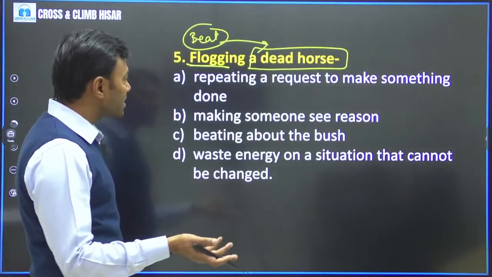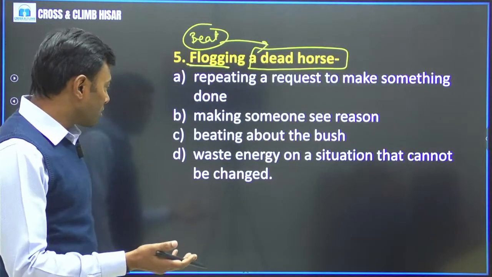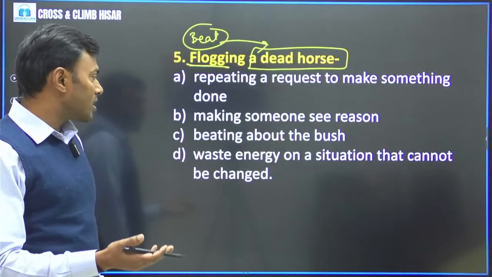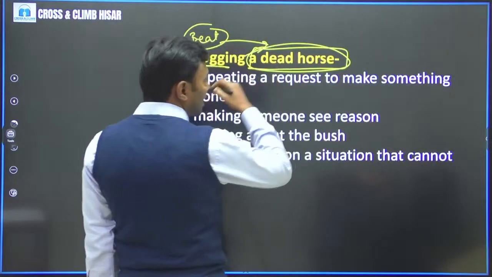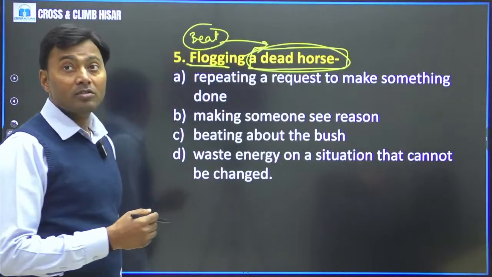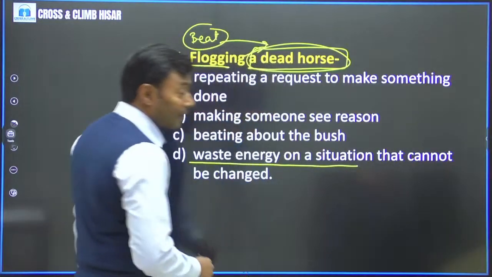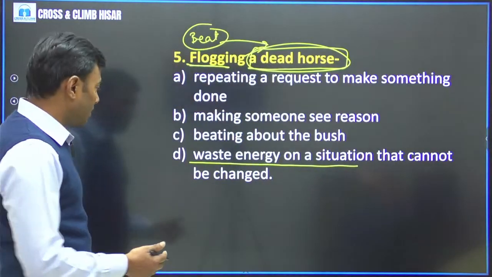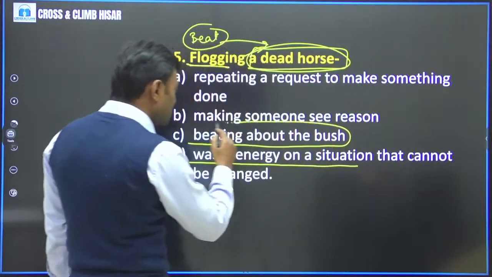It means what we are going to do? Repeating a request to make something done, making someone see reason, beating about the bush, waste energy on a situation that cannot be changed. Yes, now the dead horse cannot stand and it cannot run. Hence, we are just wasting energy on something that cannot be changed. Right? D. Beating about the bush is also a phrase.